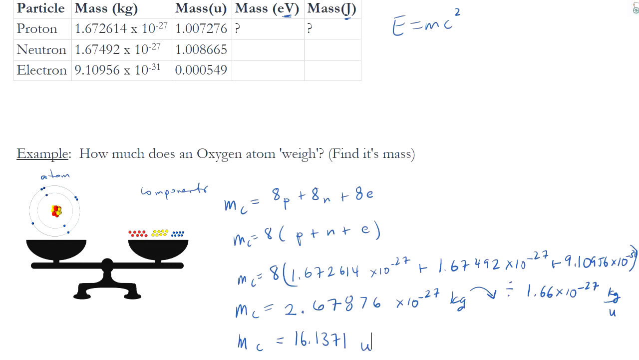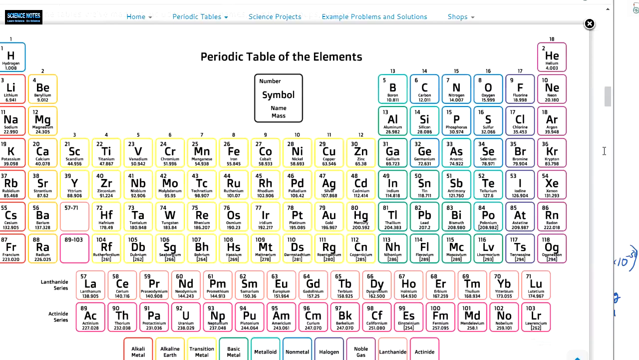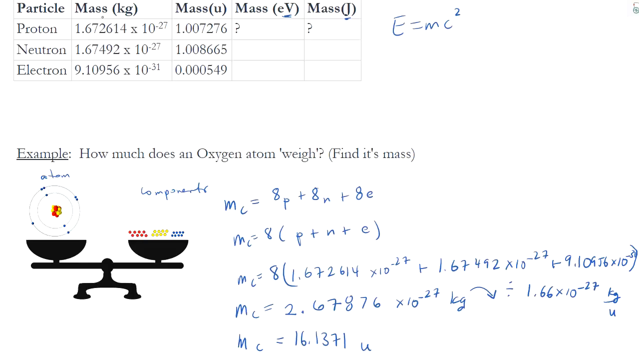Okay, let's bring up the periodic table here and take a look at oxygen. Here's oxygen. The mass stated here is 15.999. So we'll go back here. There's a pretty big discrepancy between the atomic mass of oxygen, 15.999 units according to the periodic table, which is the mass of the atom, compared to the value we got for the mass of the components. Okay, so what does this mean?